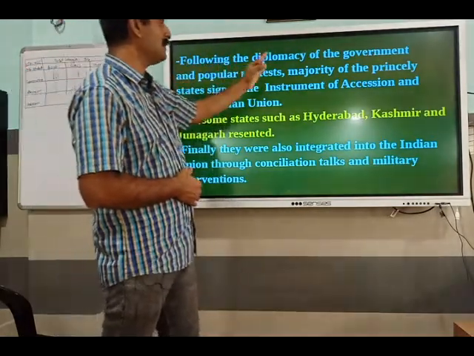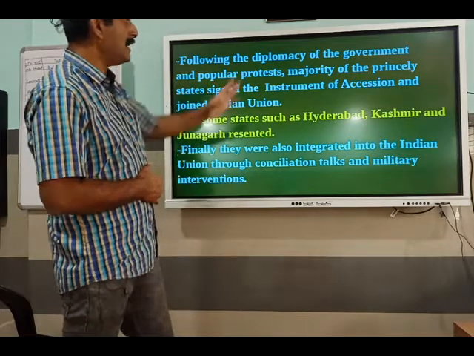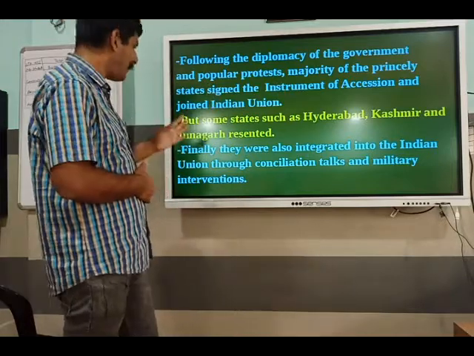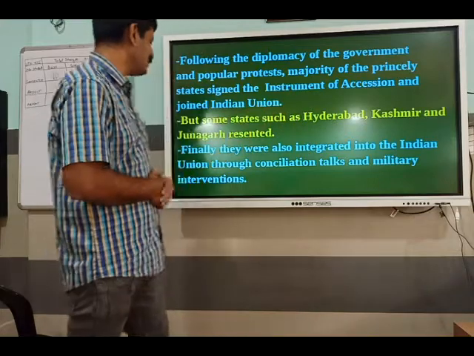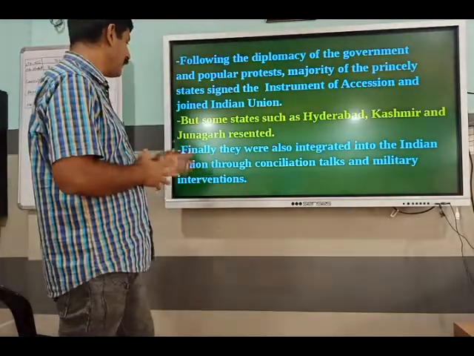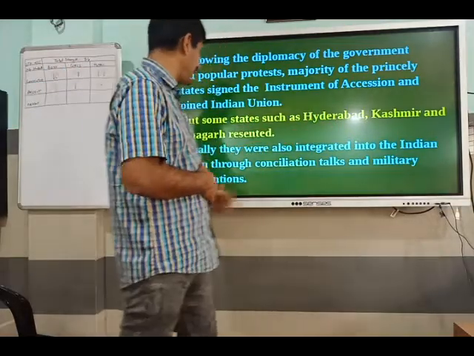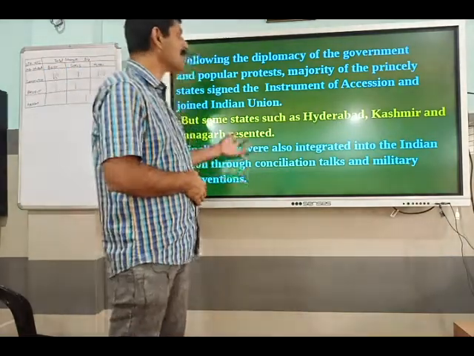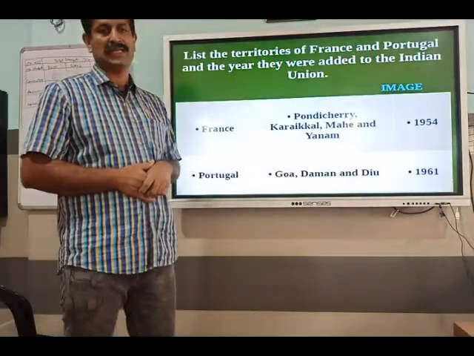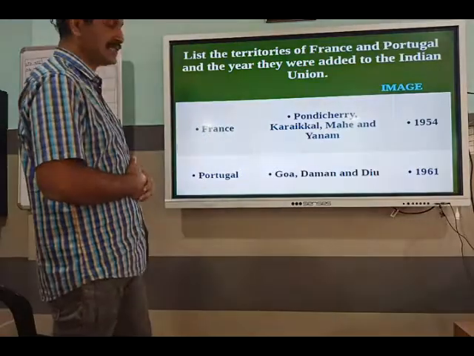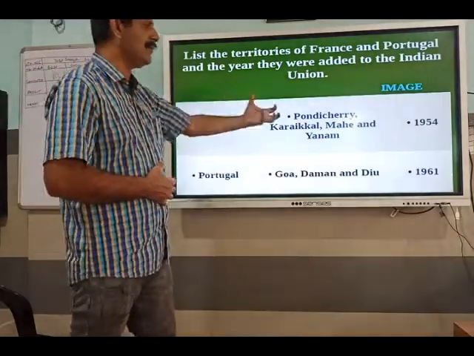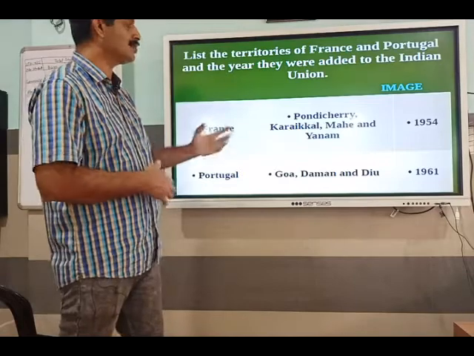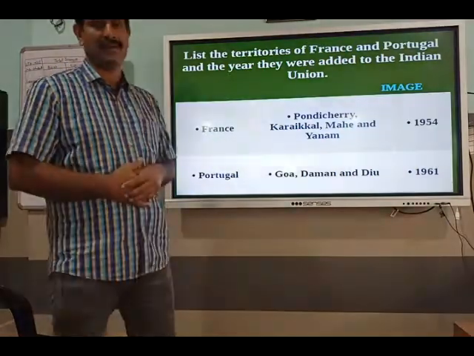Following the diplomacy of the government and the popular protest, the majority of the princely states signed the instrument of accession and joined the Indian Union. But some states like Hyderabad, Kashmir and Junagadh resisted. Finally, they were also integrated into the Indian Union through conciliation talks and military interventions. This is all about what we call the integration of princely states. In this itself, there are two nations, France and Portugal, reluctant to give away their territories to the Indian Union. But by using diplomacy and military actions, they were also forced to quit India.